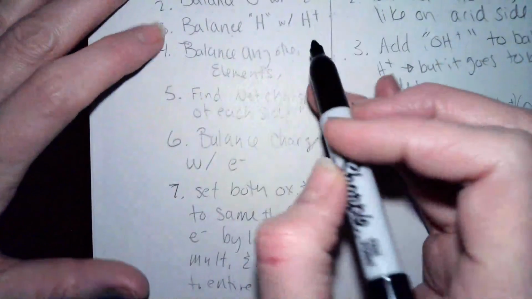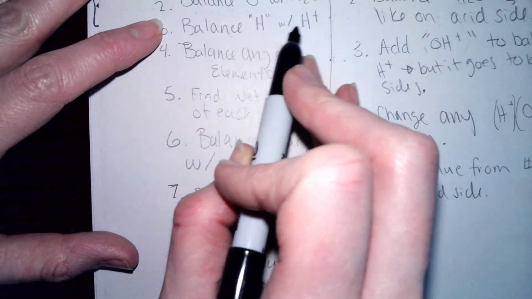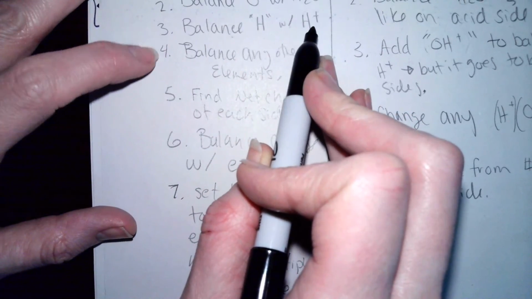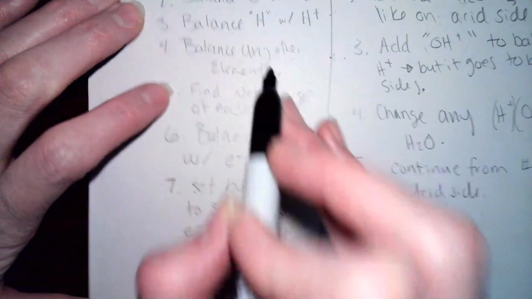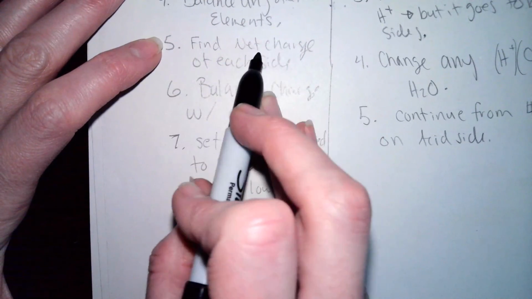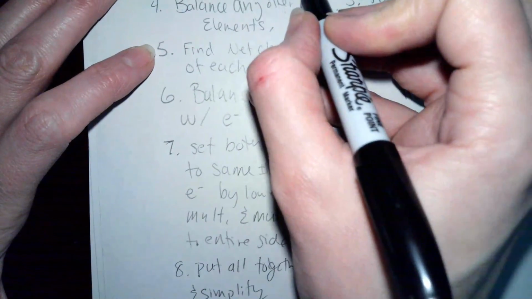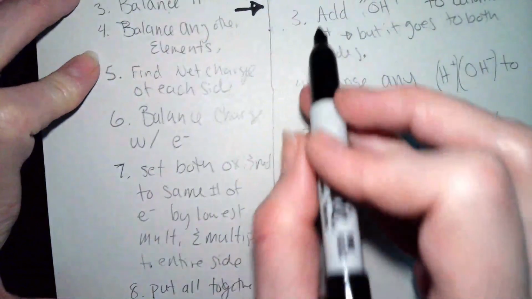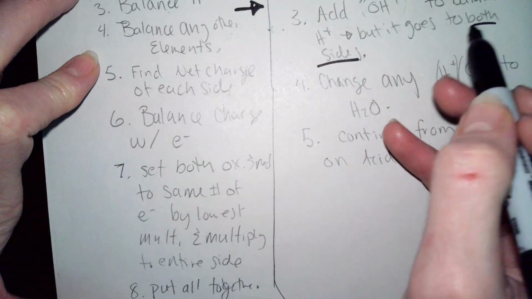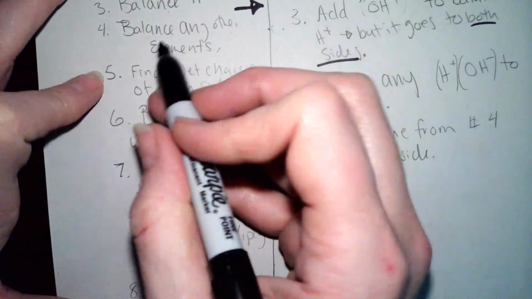So the process for acidic and basic is all the same except, so again, split oxidation and reduction. Balance oxygens with H2O. Balance hydrogens with H+. Don't forget about other hydrogens that are present in the formula. Balance any other elements. Like if you've got chlorine present and there's 2 on one side, you have to have 2 on the other. Find the net charge on each side, balance with electrons. Now the only thing that's different is here: for a base, you're going to add OH to balance wherever you put H+, but you have to do it to both sides. And then if you've got an OH and an H+ side by side, you change those to H2Os. And then you continue on where you left off here.